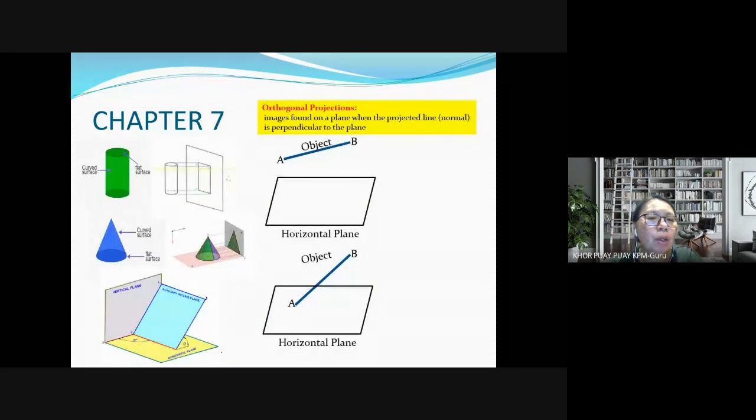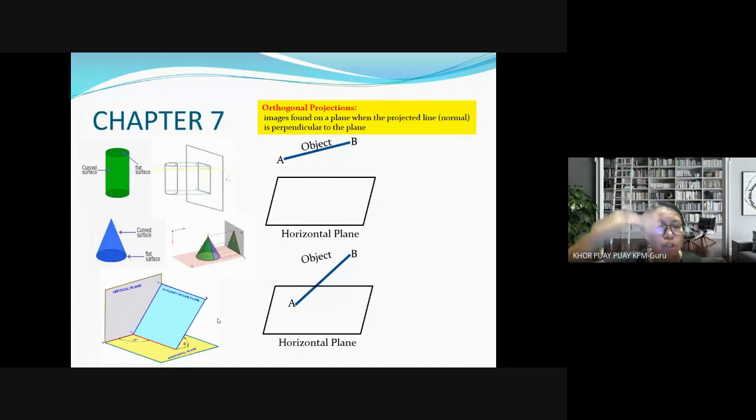Okay, next one. Chapter 7, your orthogonal projection. If you are given a certain solid or 3D shape and you are looking from a certain direction, for example, I'm looking from the front, what do I see when the shadow is projected at the back? For example, it's a vertical plane. When it's projected at the back for a cylinder, it will not look like a curve, it's a flat rectangle. If I see a cone shape, when I look at the shadow, it's not going to be a curve, it's going to be a flat triangle. So you must know what shape you see in the shadow of it.